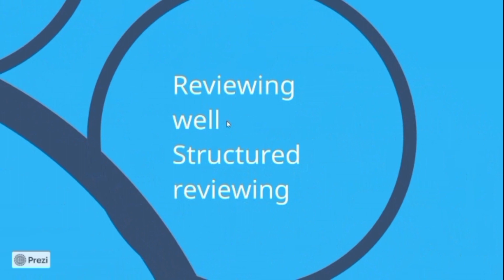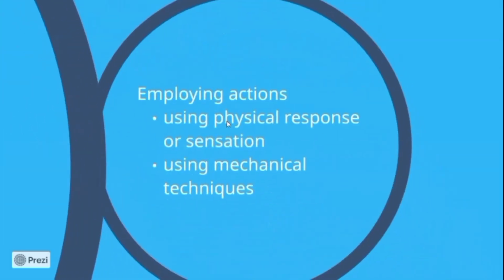The next is reviewing well. So the learners can make structured reviewing. They can review the topics that have been learned before and make the reviewing structured. And employing action, such as using physical response or sensation. It depends on the learners. We can first analyze whether our learners need to use a physical response or mechanical techniques.